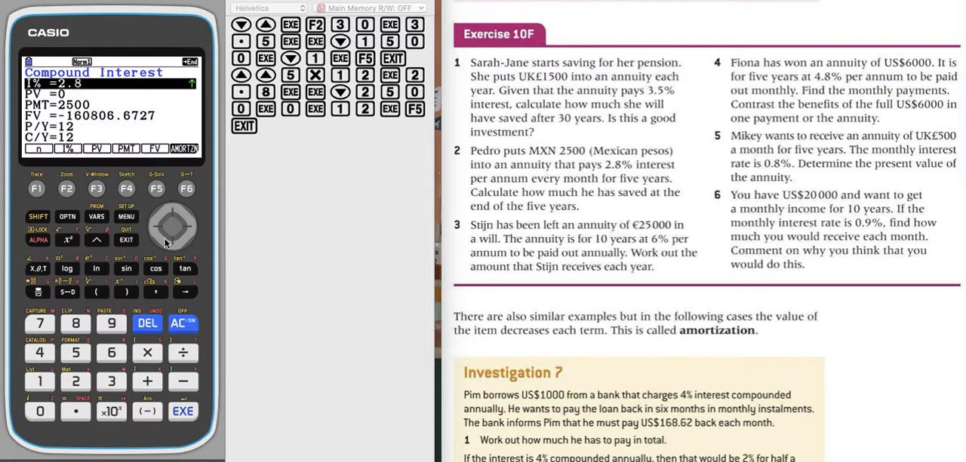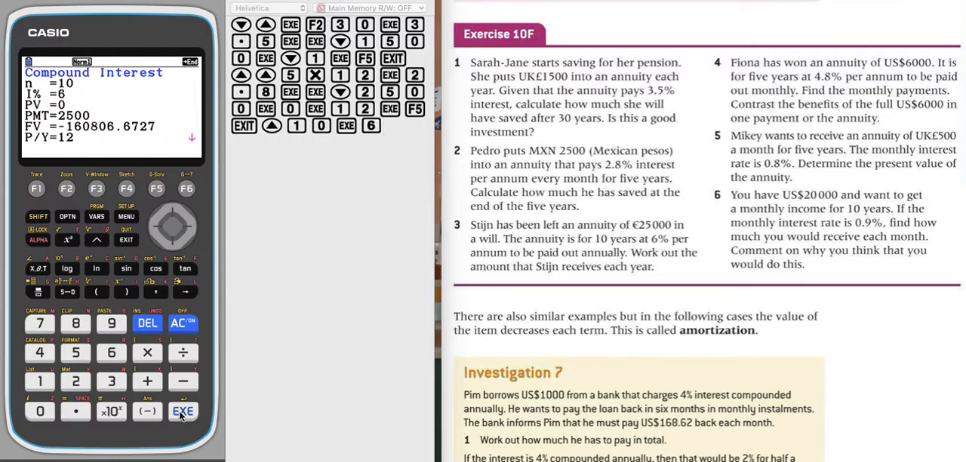Okay, this one's a little different because you're getting an annuity, 10 years, so there's going to be 10 payments because it's paid out annually. So there you go. The interest is 6%. This is crazy. And then your present value here, there's money in the bank, 25,000, okay, euros. The payment is what you're looking for, so we can set that at 0. And the future value, you essentially want to empty that bank account.